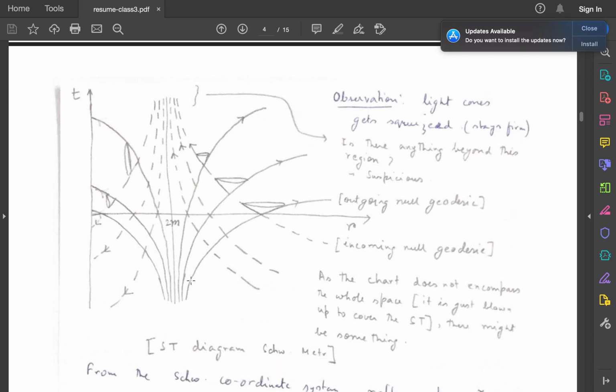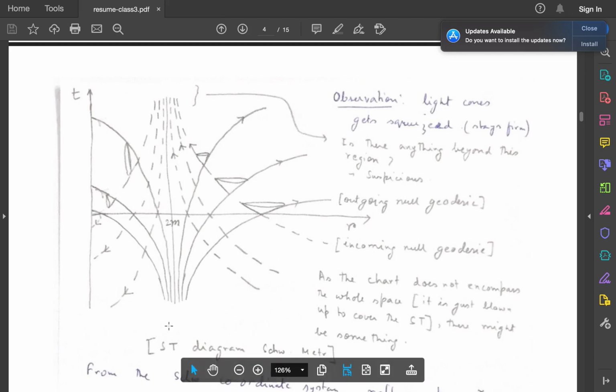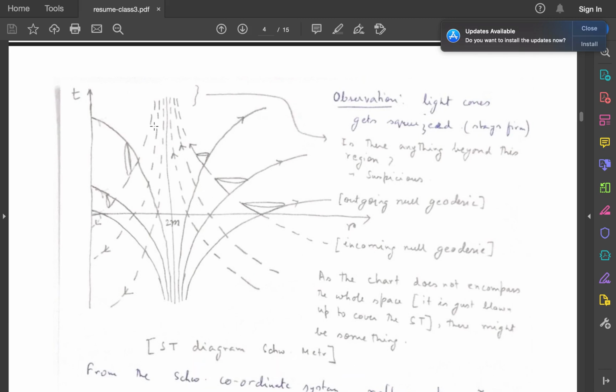Okay, so this is the outgoing null geodesics. If I draw like this, these are all of the outgoing null geodesics, whereas this dashed line are the incoming null geodesics. So first, what we see is the light cones. As we go towards r equal to twice m, the light cones get squeezed.